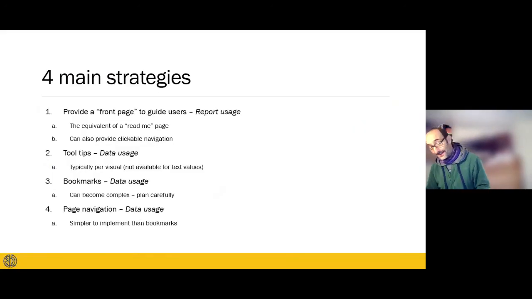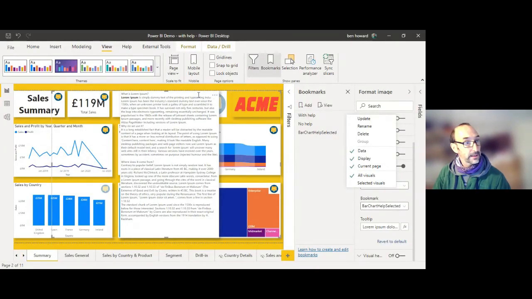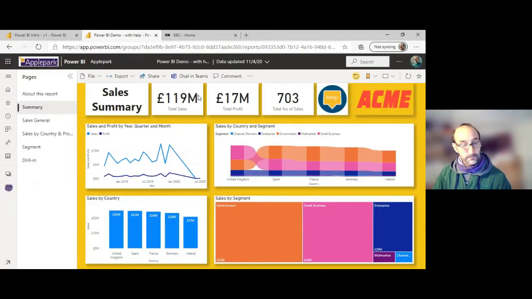The final bit actually is again for the data usage, is to navigate perhaps to a different page. So if we want to provide some help, we can say, okay, here's the help, but let's just click on the help and then use page navigation instead of bookmarks. Now, for me, this is simpler to implement than bookmarks because, as we've seen, bookmarks can become quite complex. So let's just have a look at that one. If we come over to here and we turn bookmarks on.